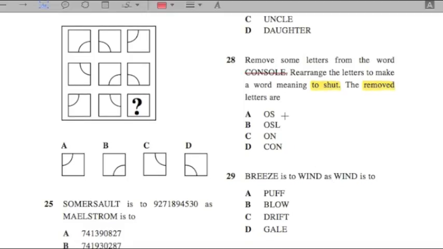Okay, so the first thing we need to do is look at the words to shut. The easiest way to do that is to think of common words. So, closed. There's no D, so we can take that out. So it would be close, to close, because that is one of the words that means to shut, and that's the obvious one. So what is in there?